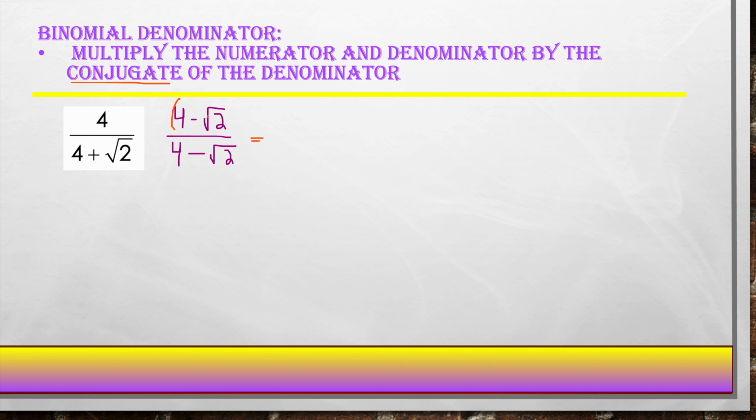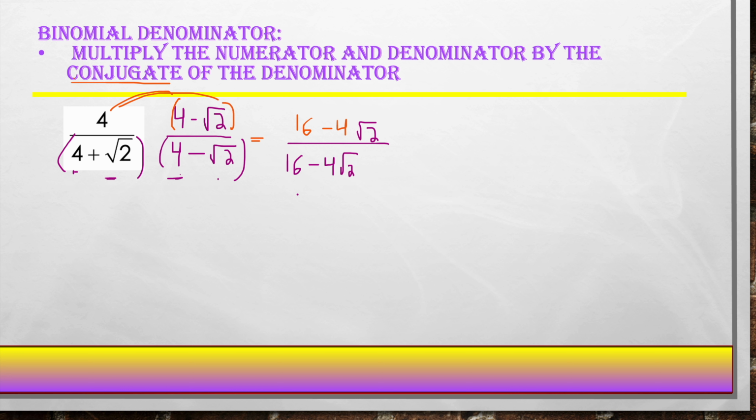Now for the top, when we do 4 times 4 minus root 2, we distribute the 4, and we get 16 minus 4 root 2. For the denominator, we have to FOIL. So it's 4 plus root 2 times 4 minus root 2. The first term times the first term gives us 16. The two outside terms, 4 and minus root 2, are going to be minus 4 root 2. The two inside terms, root 2 and 4, are going to be plus 4 root 2. And the two last terms, root 2 times root 2, that's root 4, which is the same thing as 2.